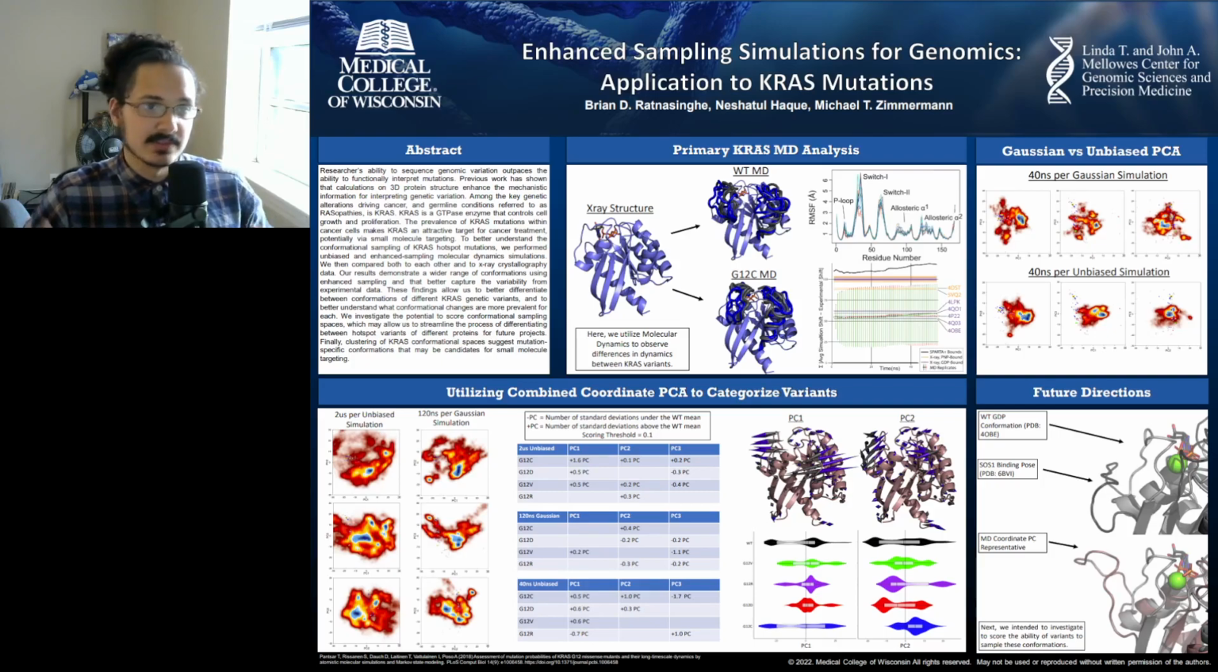This poster is all about KRAS and MD enhanced sampling of KRAS. Basically the big idea here is that we want to be able to take a look at a way to distinguish between different hotspot variants of KRAS just using MD. And what we think is that enhanced sampling is a good way to do that, specifically Gaussian enhanced sampling, you know, specifically on a lower time scale.